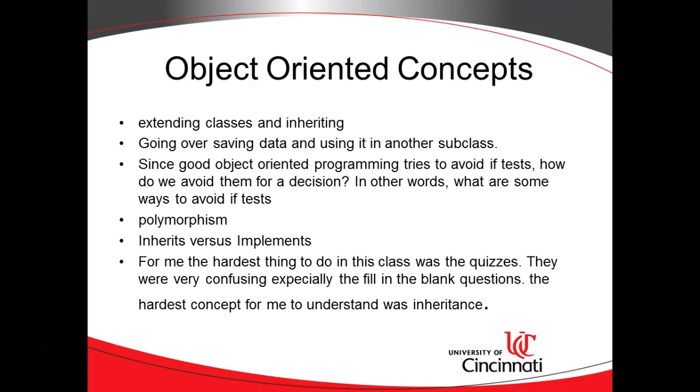So let me go ahead and read that third bullet point. Since good object-oriented programming tries to avoid if tests, how do we avoid them for a decision? In other words, what are some ways to avoid if tests? So we'll take a look at that. Polymorphism, inherits versus implements. Okay, now this is a two-part question.